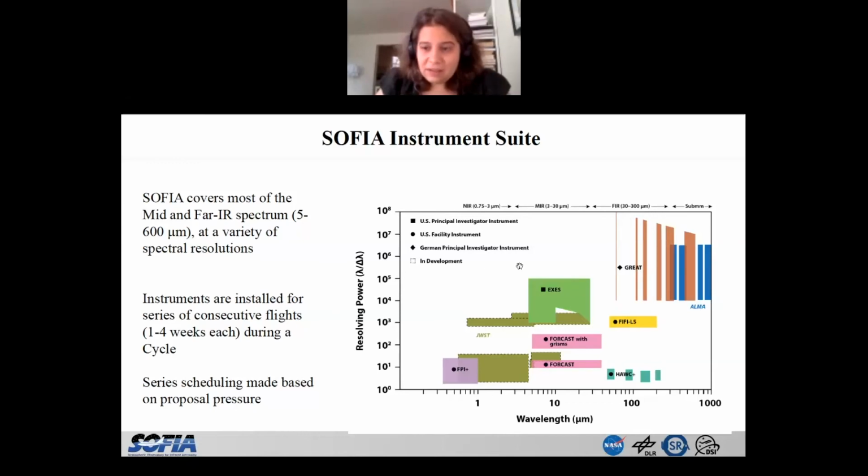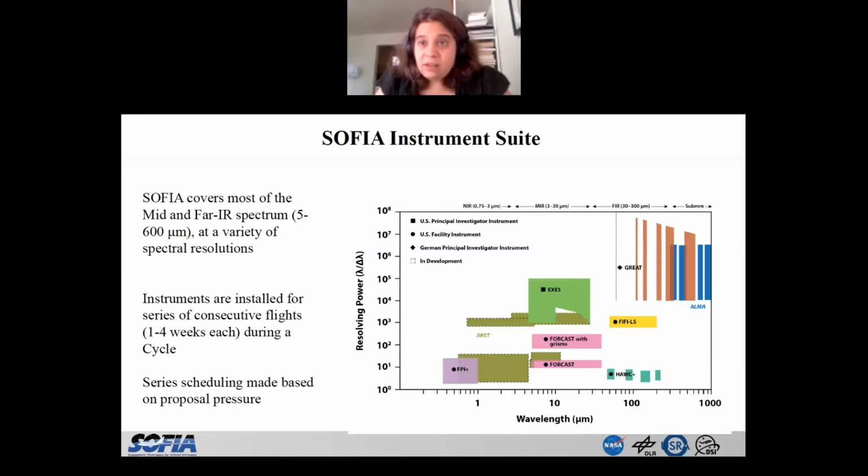And you have to understand that these instruments can be swapped, but it takes time, and you can certainly not swap overnight. Actually, overnight is possible, but not during a flight. So the strategy here is that instruments are installed, and then a series of flights using that instrument are scheduled. That series of flights is called an observation series. And yeah, they can be several weeks long.